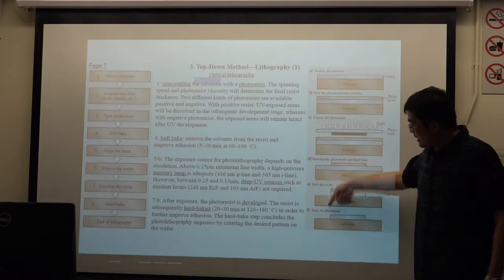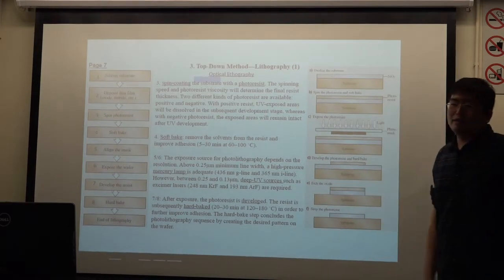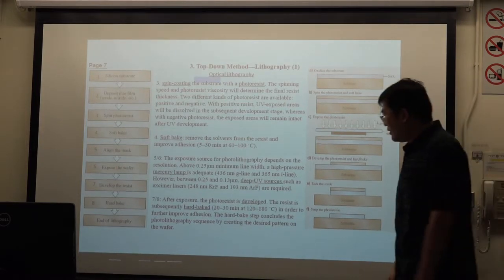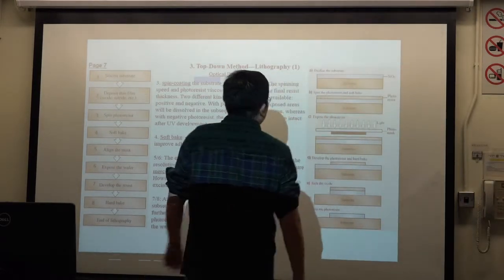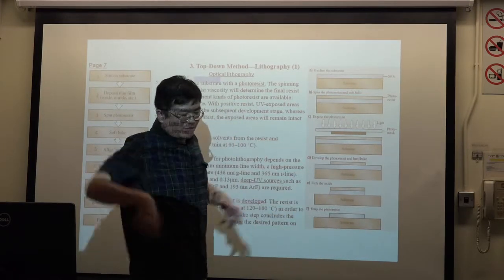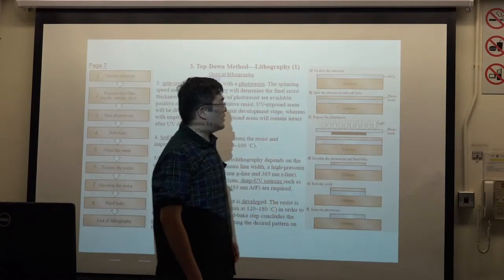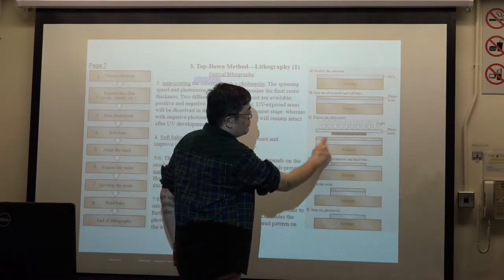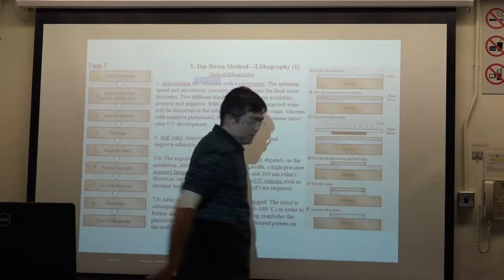This is the basic step of optical lithography. It's not difficult. You just use a mask to make a pattern, shine the light, and then do the development to remove the exposed region.